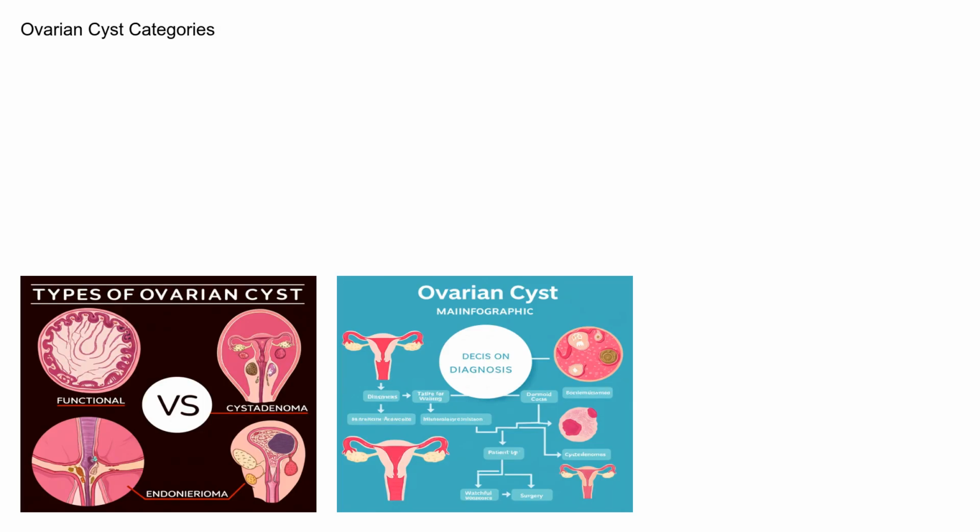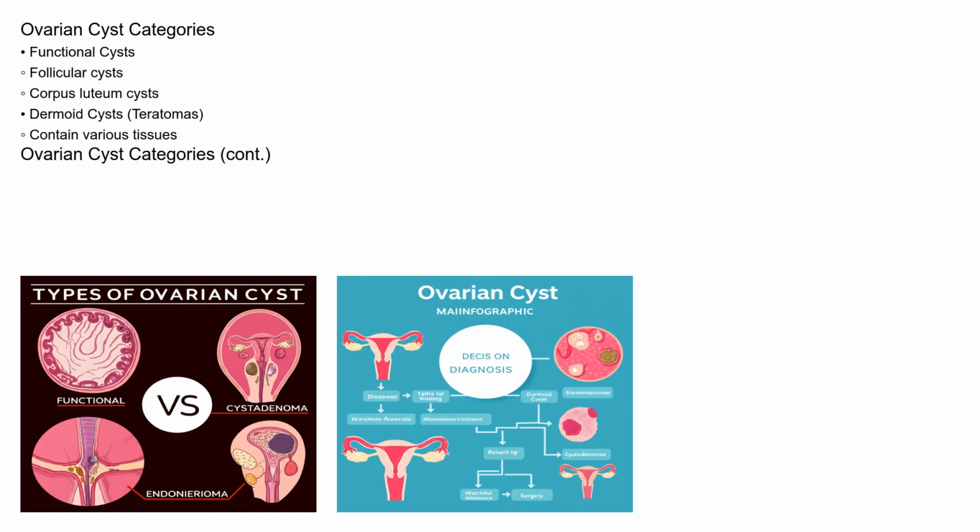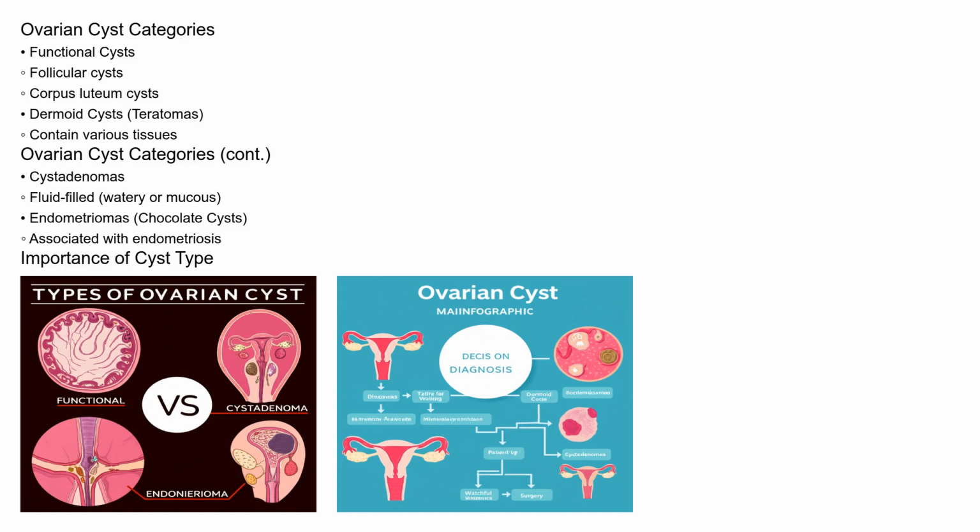While we've touched on some types already, let's categorize ovarian cysts more specifically. Functional cysts, including follicular and corpus luteum cysts, are the most common. Dermoid cysts, also called teratomas, contain different types of tissue, such as skin, hair, and teeth. Cystadenomas are cysts that develop from the outer surface of the ovary and can be filled with watery or mucus fluid. Endometriomas, or chocolate cysts, are associated with endometriosis, where uterine tissue grows outside the uterus and can form cysts on the ovaries. Understanding the type of cyst is vital for determining the appropriate course of treatment.